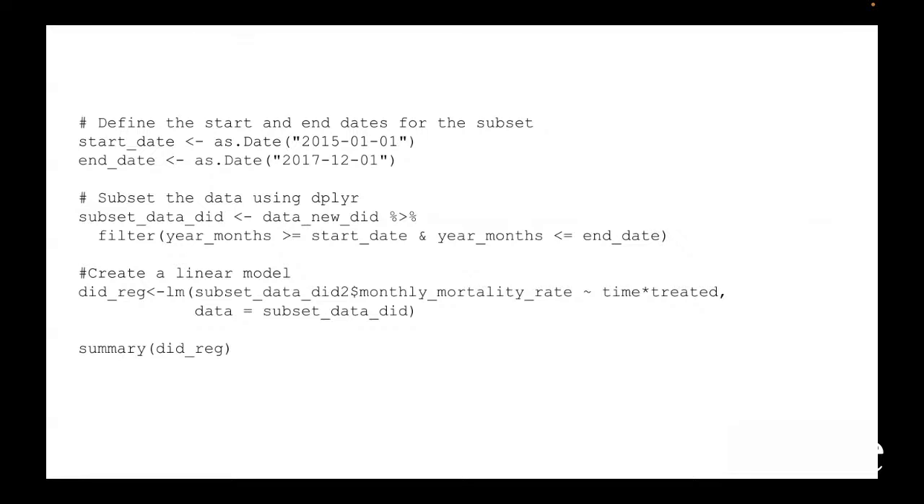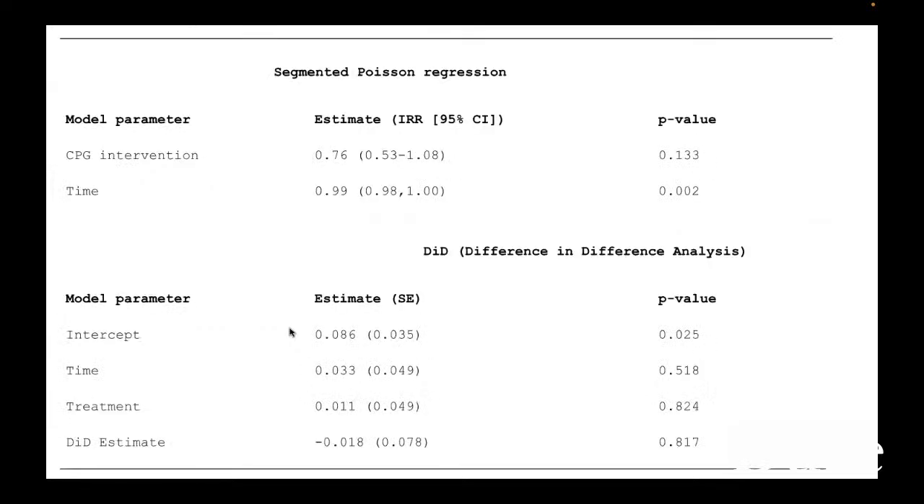Remember that the data set we have is from 2013 to 2022, and I choose from 2015 to 2017. So the chosen dates are from 2015 to 2017. Then I work only with this data to do the difference in difference analysis. I subset it, and then I did the linear regression, where my outcome is the monthly mortality rate as a function of time interacted with the treatment. And this is the linear regression result.